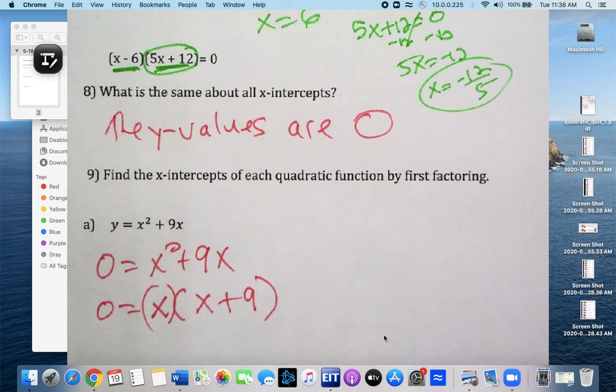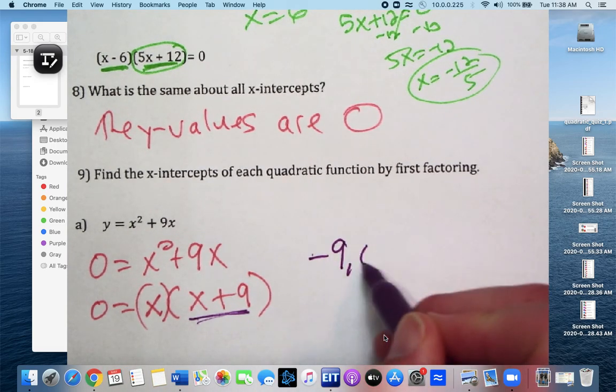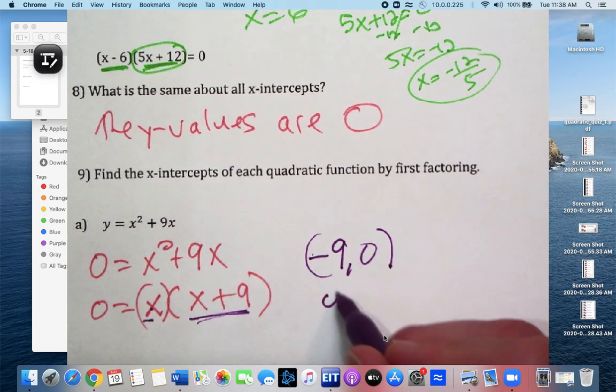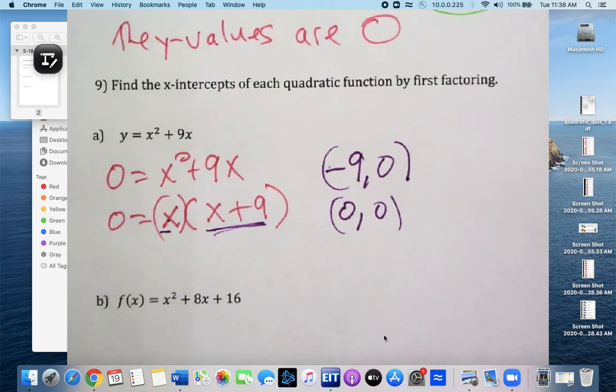Let's use the zero product property now. What makes this parenthesis 0? Well, negative 9, so that's an x-intercept. And what makes this parenthesis 0? Students get tripped up a little bit, but it's just 0. So the x-intercepts are 0, 0 and negative 9, 0. All right, we'll move on to the next one.